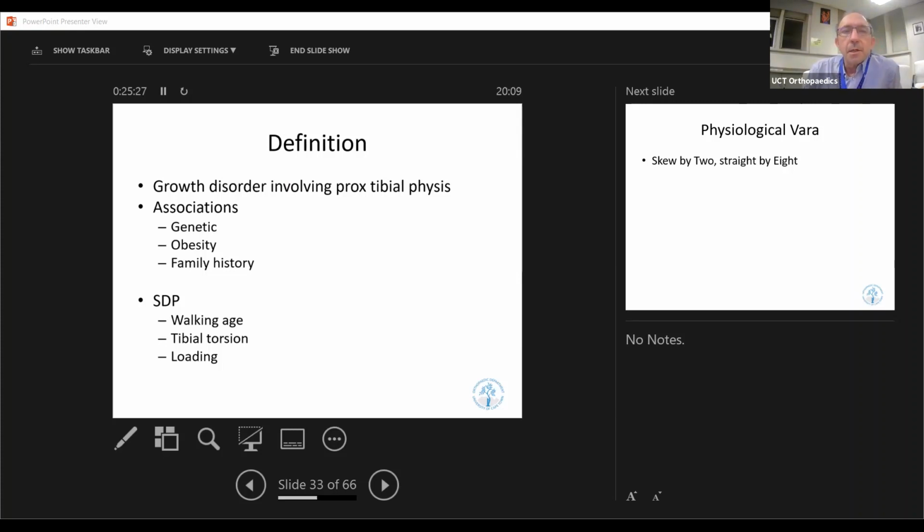And there are associations, and remember we briefly touched on this last Friday in the meeting, that the associations would be genetic. There are also associations with obesity and a family history. And then there are known associations with those groups of individuals who have an earlier walking age.